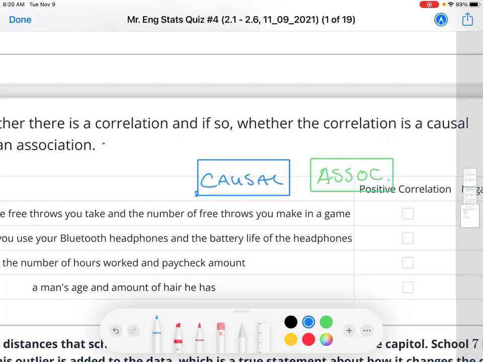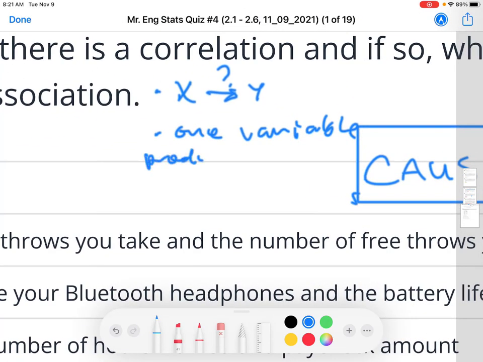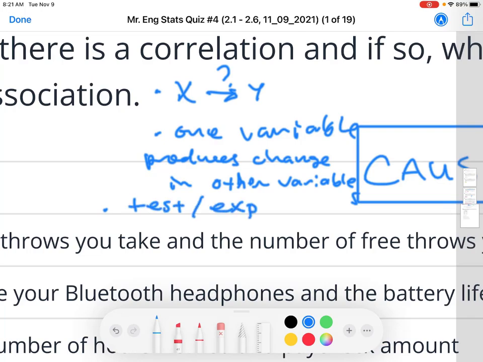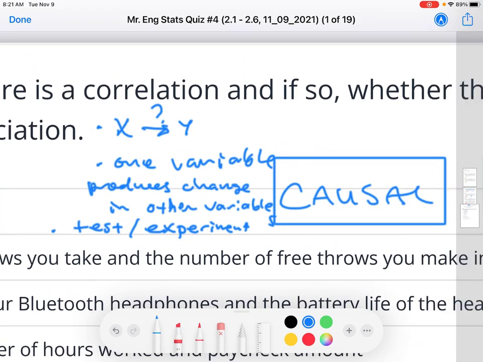In causal, the question is, does X cause Y? We're saying one variable produces a change in the other variable. How do you do that? You have to test them or compare them or do an experiment. So to prove causation, or that something causes the other, you have to do these, okay?